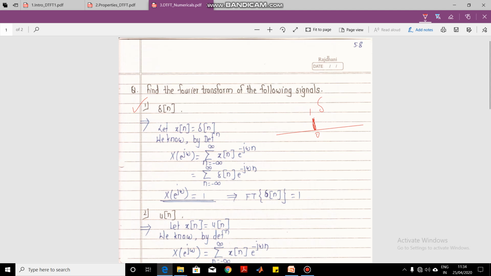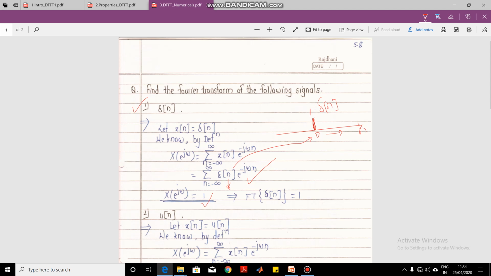del of n is equal to 1 at n equal to 0. So this is my n here, the time index n. So only at 0 it is equal to 1. Okay, so now if you see in this equation here, this n is tending from minus infinity to infinity. So this signal exists only at n equal to 0. So if you put n equal to 0 here, you will get 1.